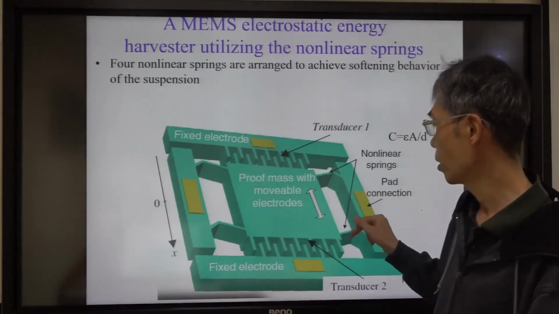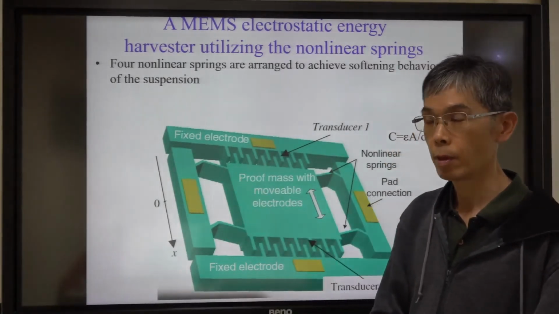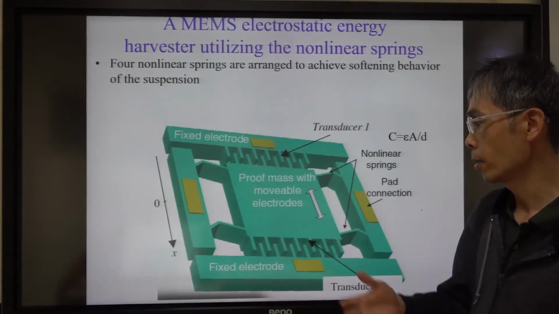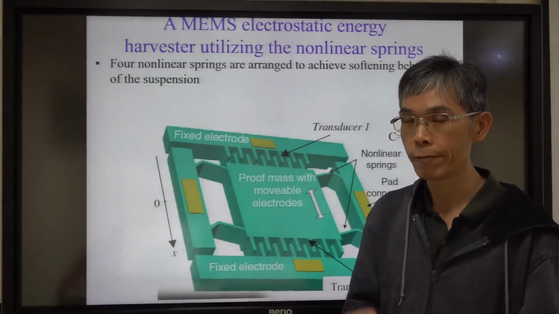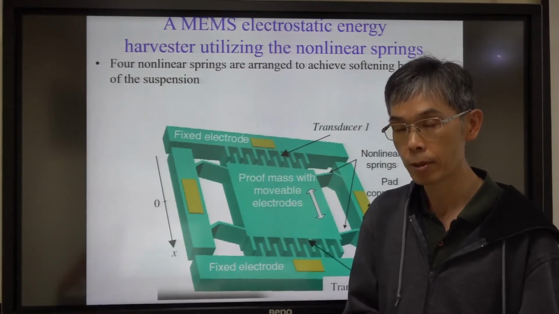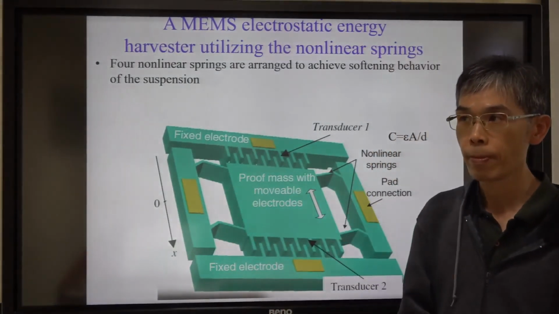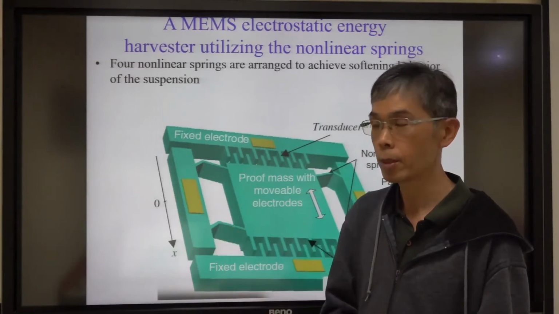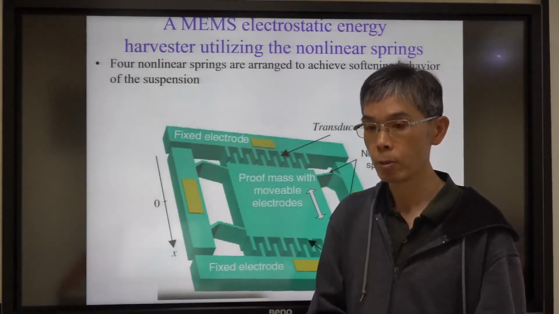And the four springs here are nonlinear springs, which means they can widen the bandwidth of the device to convert the energy. Vibration energy is usually multimodal, which means it won't vibrate at a single frequency. It could have different frequency components in the vibration source. So in order to convert the vibration energy with many frequency components, we prefer the energy converter to have a large bandwidth to do that.